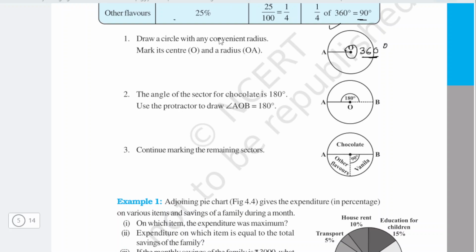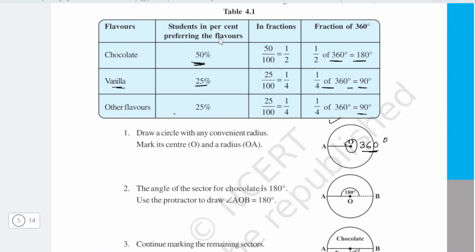So to represent the first one, that is chocolate 50%, we have to draw 180 degrees inside a circle. So this is our circle. First we will mark a point O, that is the center, then we will draw any radius OA, that is the first radius we have drawn. Now from this radius, using a protractor, we will mark an angle of 180 degrees.